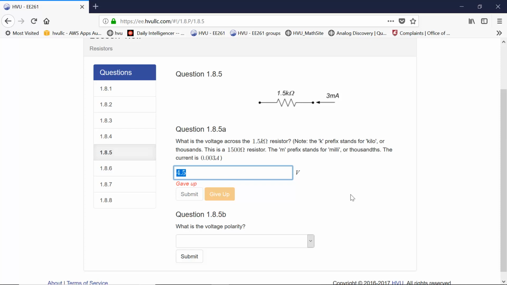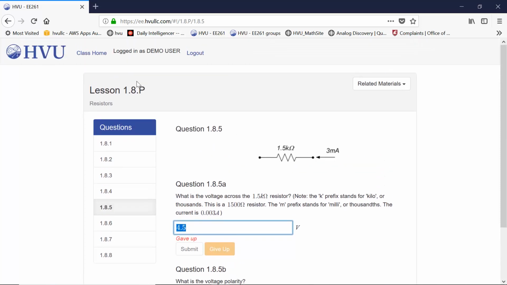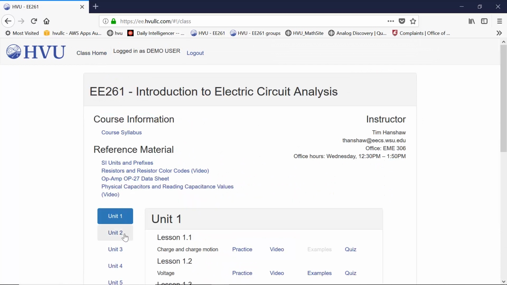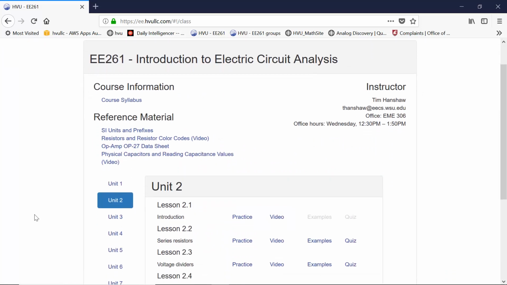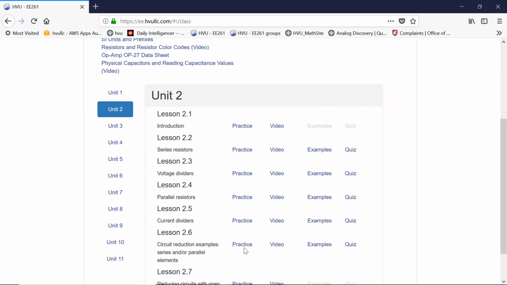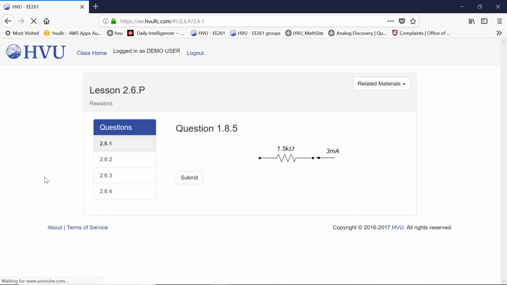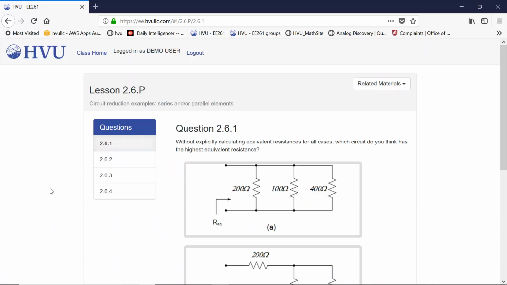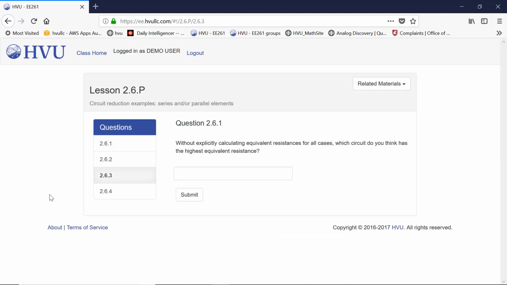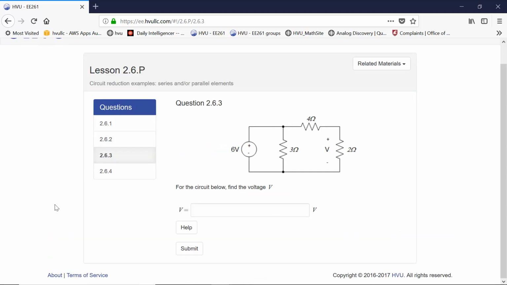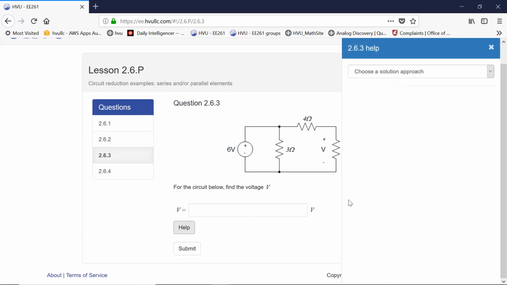The problems in Unit 1 are pretty simple, so let's go to Unit 2 to take a look at getting help. In Lesson 2.6, I'll look at problem 2.6.3. We want to find a voltage V. This one has a help button as well as a submit button. If I ask for help, a window opens up here.